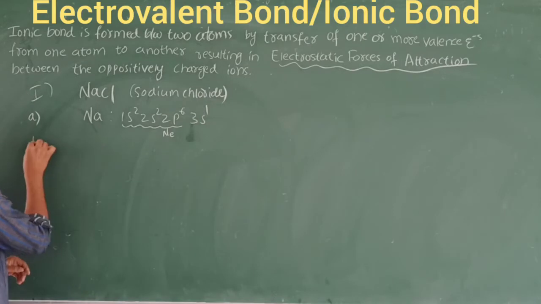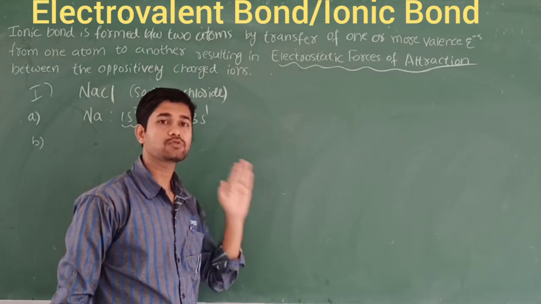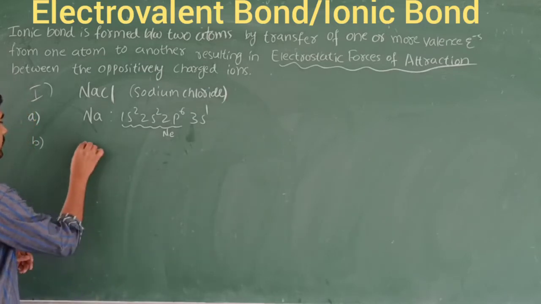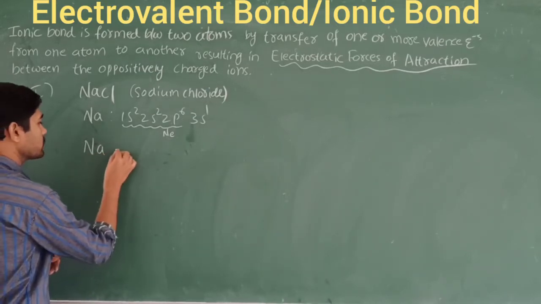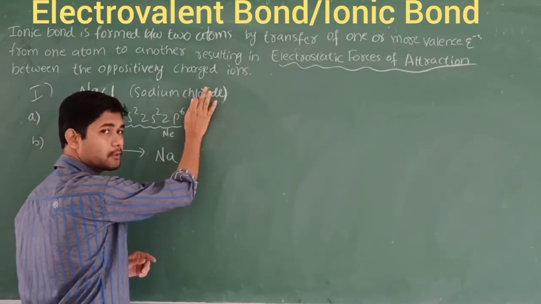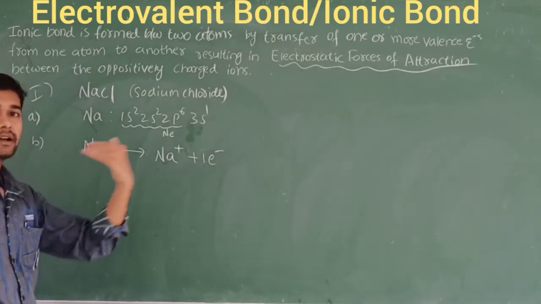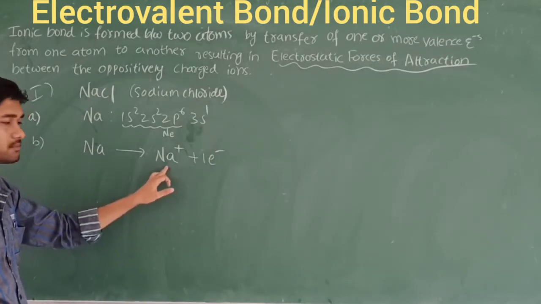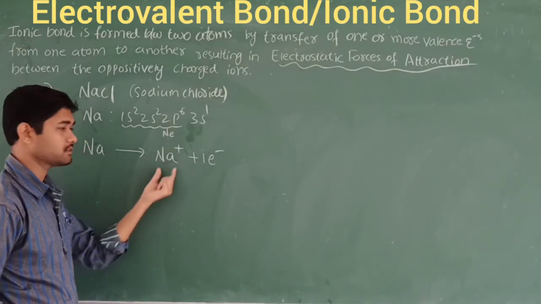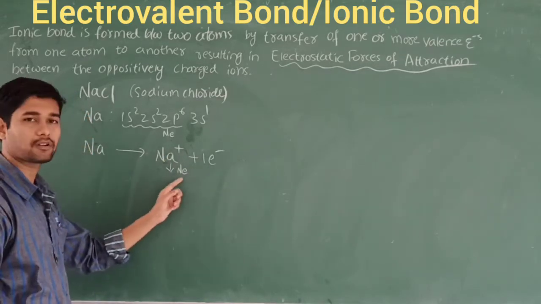In step 2, this sodium atom, in order to react with chlorine, loses one electron, to attain its nearest noble gas configuration, neon. After losing one electron, I write it as Na plus. What is the electronic configuration of this? 1s2, 2s2, 2p6, which means 10 electrons, the same as neon. This is now stable.